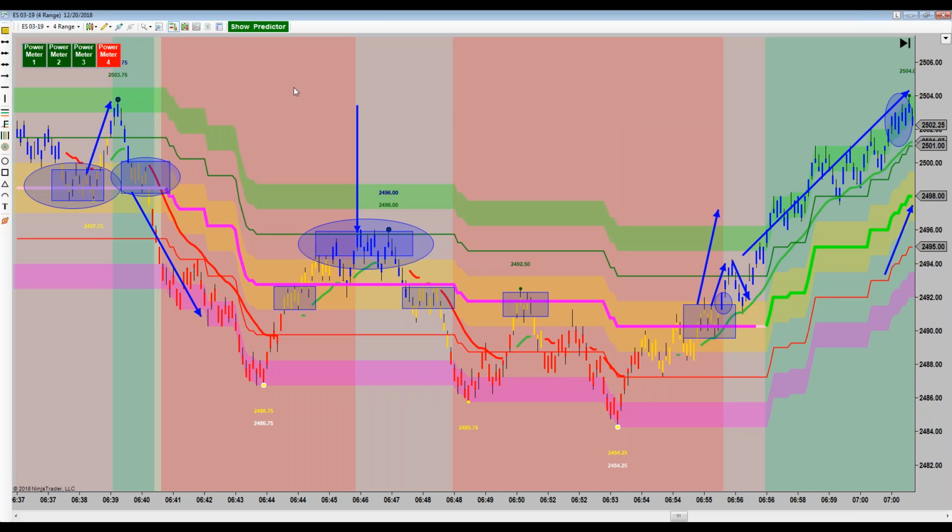The key here is that you got to sit on your hands and patiently wait. If you didn't get this box down here and the market's run, I don't know what this is, 12 handles, 50 ticks, you can't chase it up here because you know what? It's eventually going to do this.